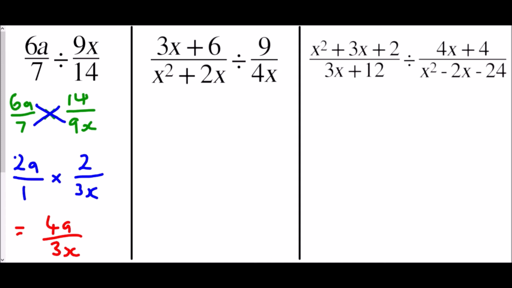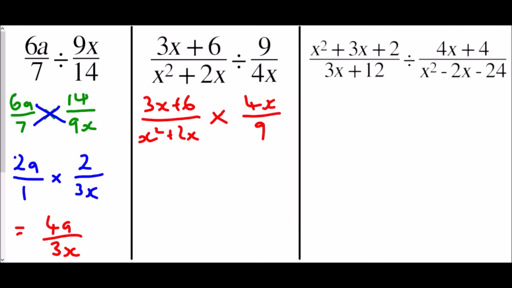So next we have 3x plus 6 over x squared plus 2x divided by 9 over 4x. So we're going to go through the same process again. We're going to copy, change, flip. So we'll start with copying down 3x plus 6 all over x squared plus 2x. We'll change our divide to a multiply, and we'll flip our 9 over 4x to be 4x over 9.